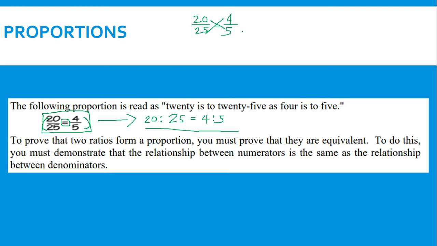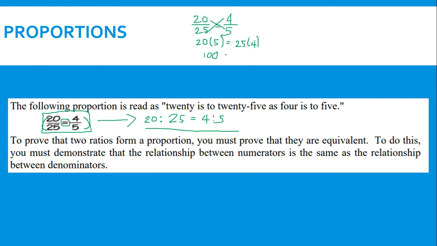Okay? So let's start with 20 times 5. So ana na siya, 20 times 5 equals 25 times 4. Then you're going to multiply 20 times 5. Okay? So 20 multiplied by 5, so that is 100.